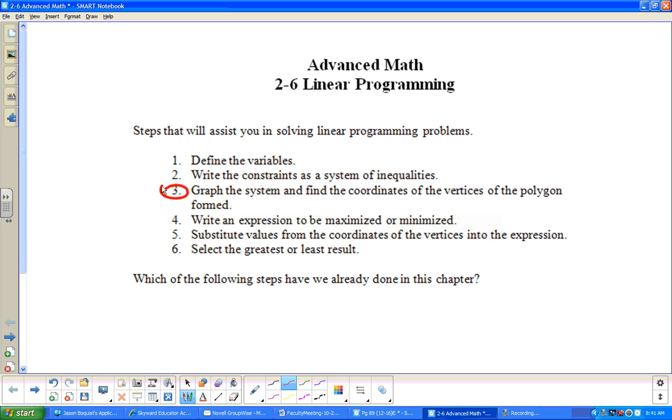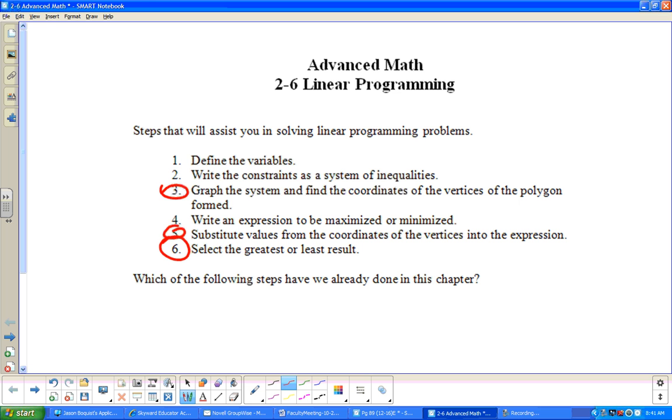Write an expression to be maximized or minimized. No, we didn't have to do that. We were just given the max-min function, right? Did we have to substitute values into the expression? Yeah, we had to do that. And then did we have to select the greatest and least result? Yep. So again, we've done 3 out of the 6. And quite possibly you've done the 3 out of the 6 that are most time-consuming, but not necessarily the most difficult.